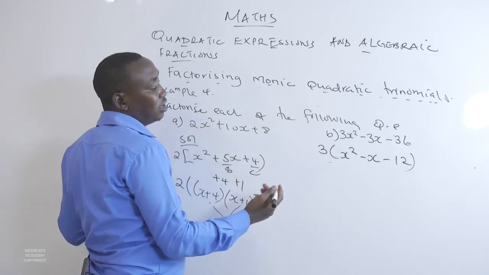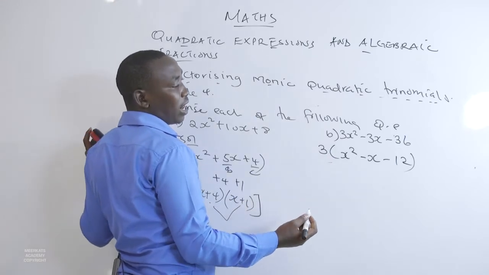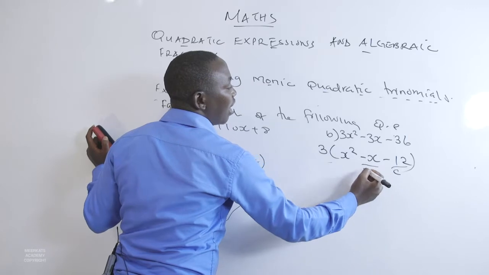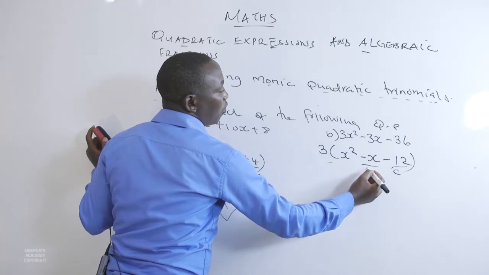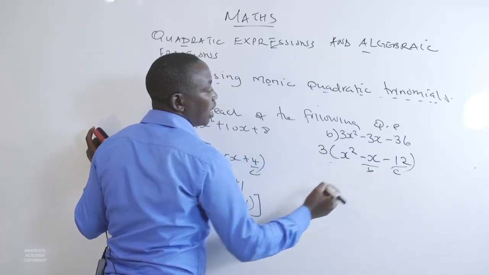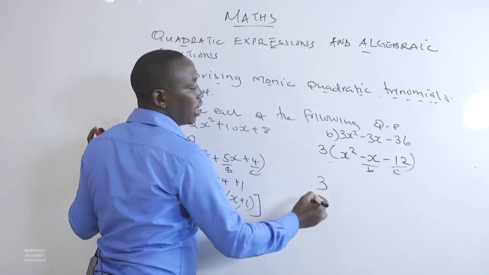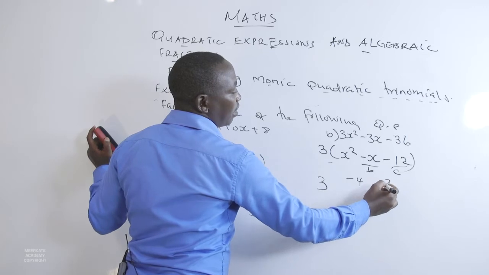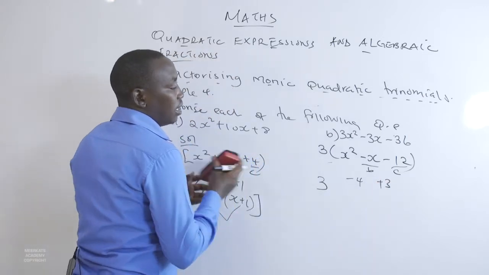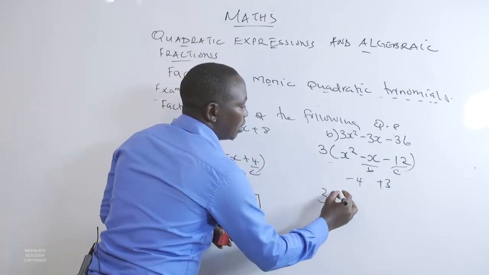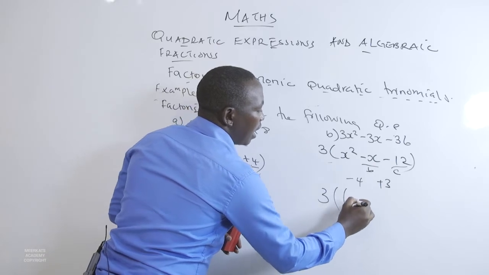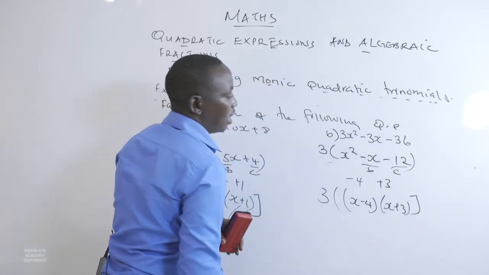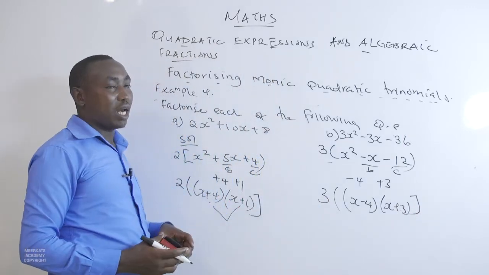We therefore need to factorize that, which is now a monic expression. In this particular case, we need to look for two numbers so that when multiplied, the result will be negative 12, and when added, the result will be negative 1. So the two numbers will be negative 4 and positive 3. And this will give us x subtract 4, x plus 3, all of that multiplied by 3.